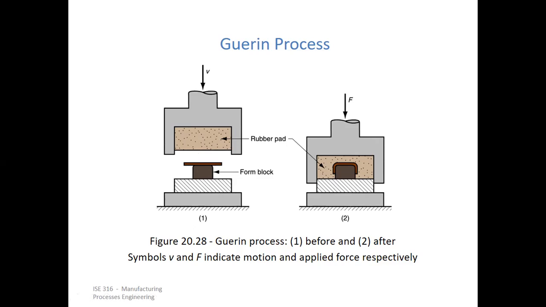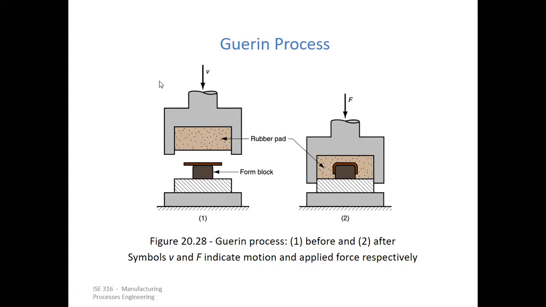So this is another kind of process, before and after. As I said in the last slide, V and F indicate the motion and the force applied respectively. Basically V is the motion of the punch here, and of course F is the force that is exerted, or you can say it's a reaction from the sheet, etc.